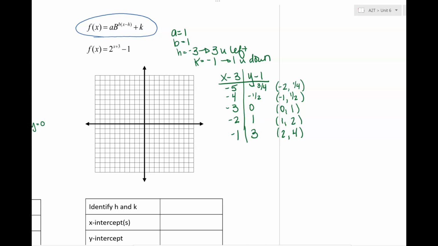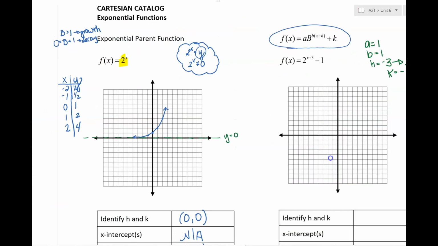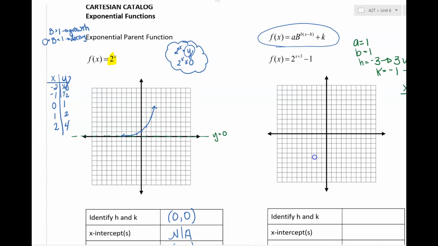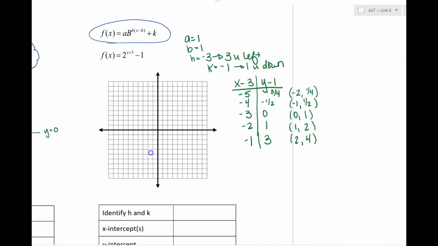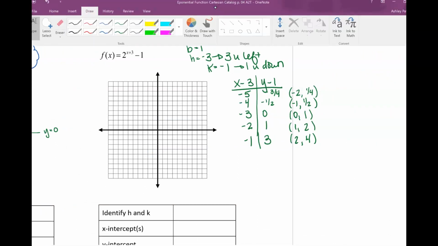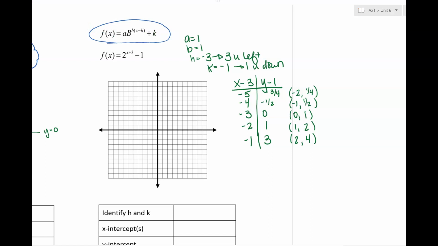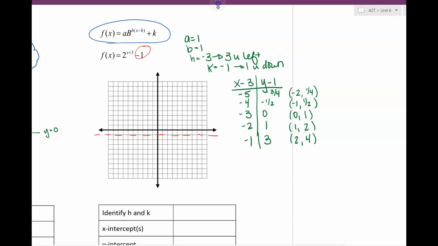Now, remember, there's a horizontal asymptote, and it shifts with the vertical shifting. So that means that the k is going to determine our horizontal asymptote. In this case, it's going to be at negative 1 because that is our k value. All right, back to my green, let's graph.